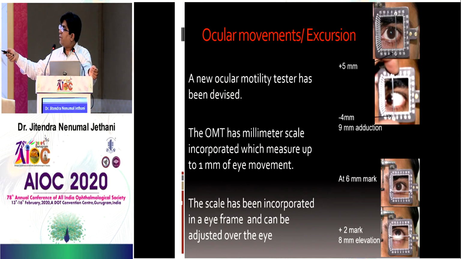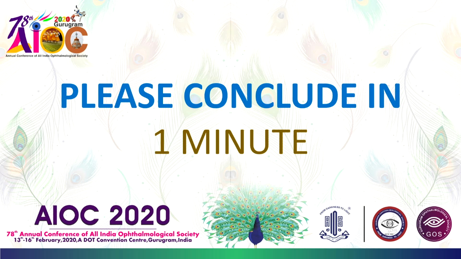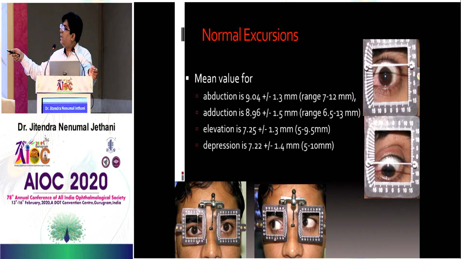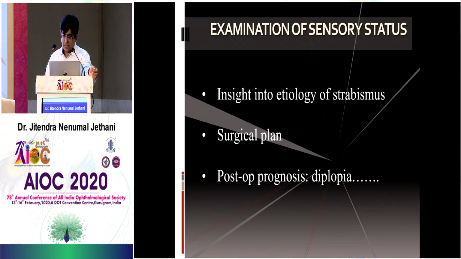So ocular movements, this was something which we had done in 2010, and this is how you can measure the amount of deviation. This is just to show you what are the normal movements: normal adduction, abduction, supraduction, and infraduction, and so this brings in short an end to the motor aspect of strabismus.